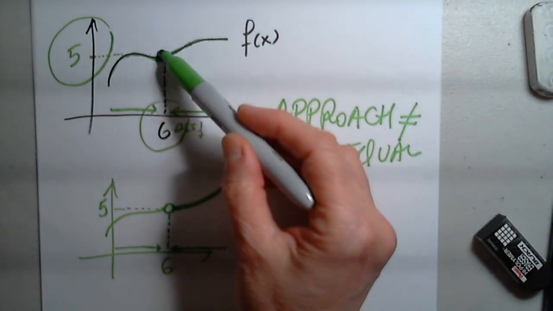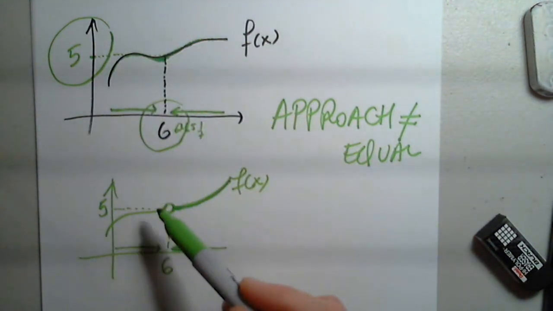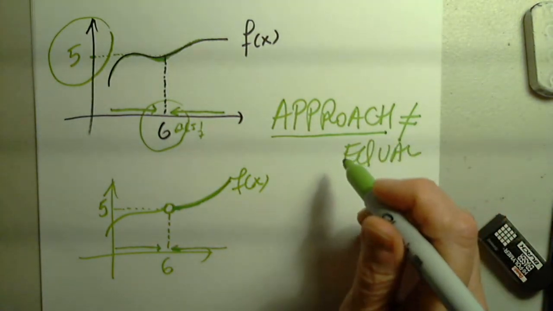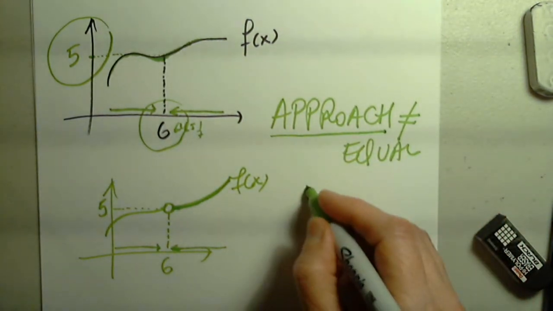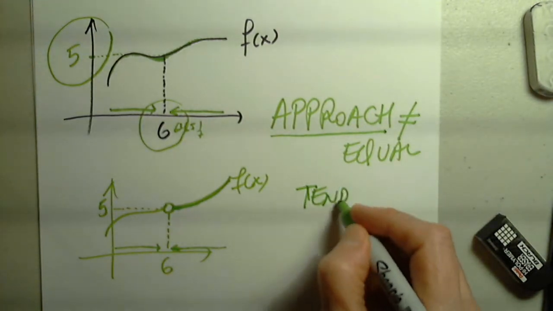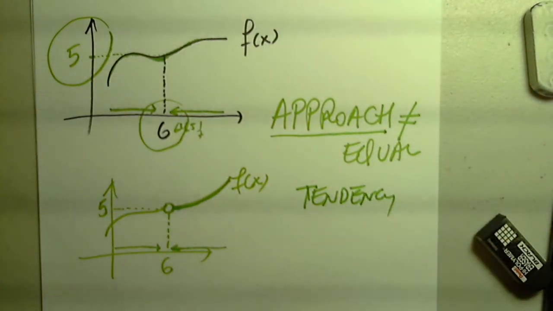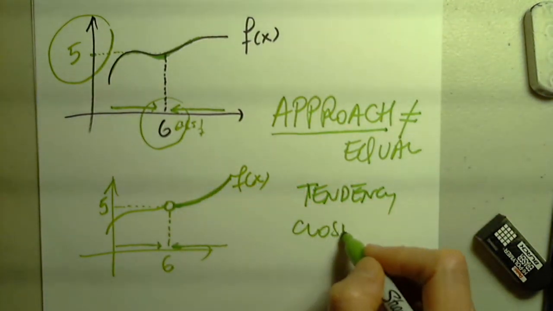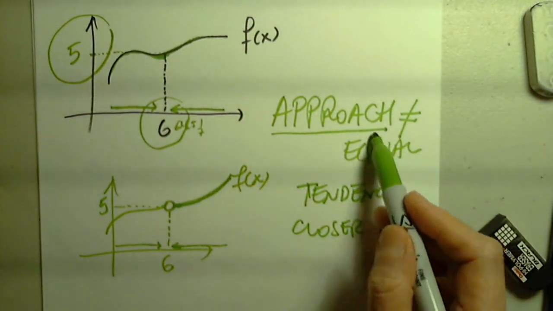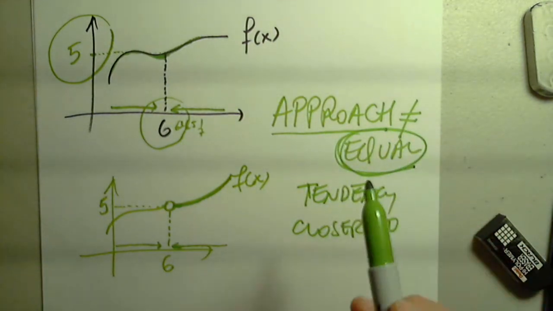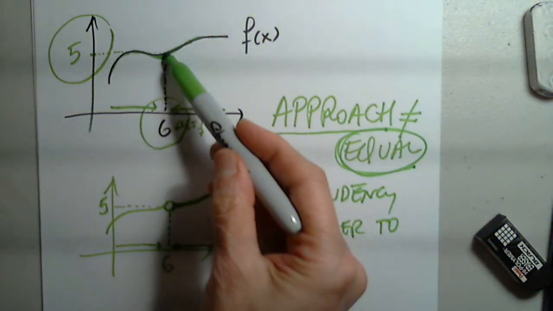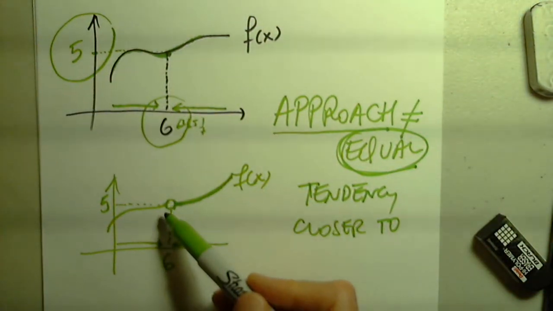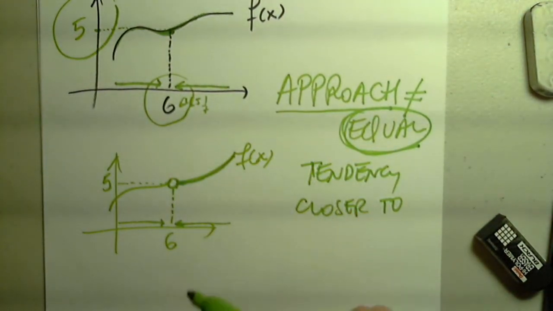So it doesn't matter whether the function is defined at this point. When we say approach or approaches, we really mean it's a tendency. It tends to, it gets closer to, not equal to. So it doesn't matter whether the function is defined at this point, the point exists or it does not. How do we write this concept?